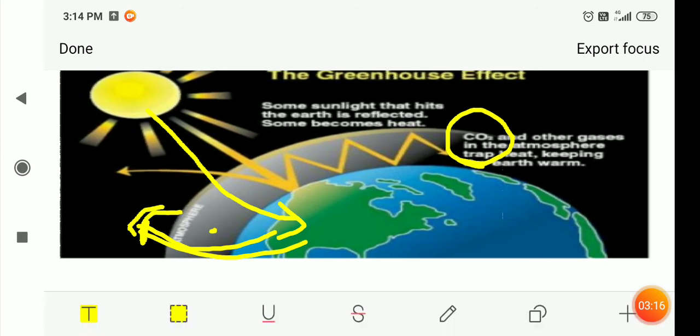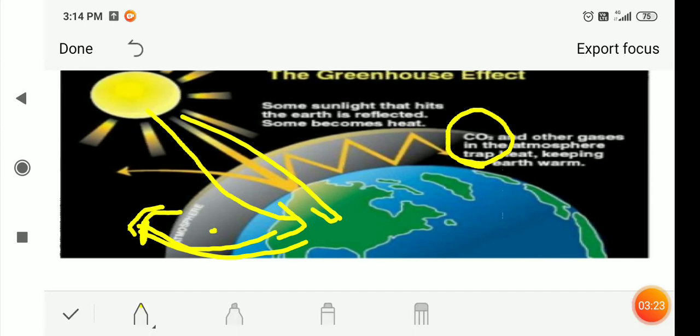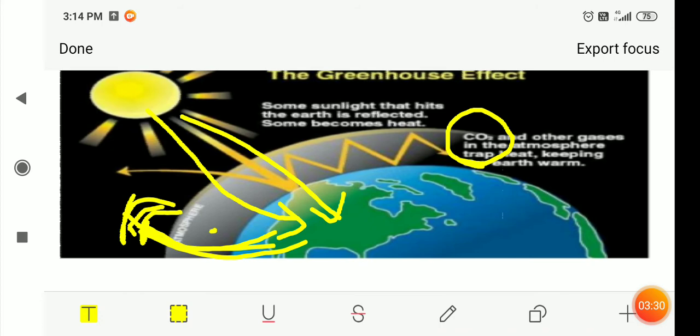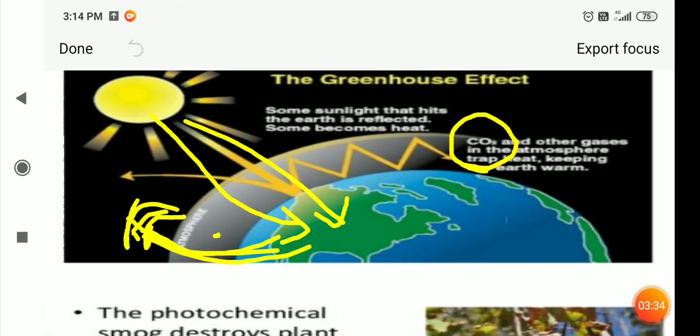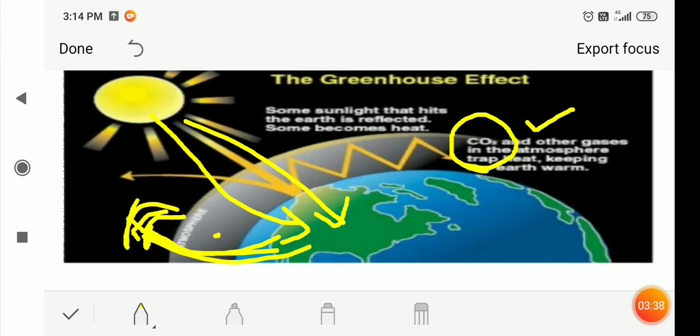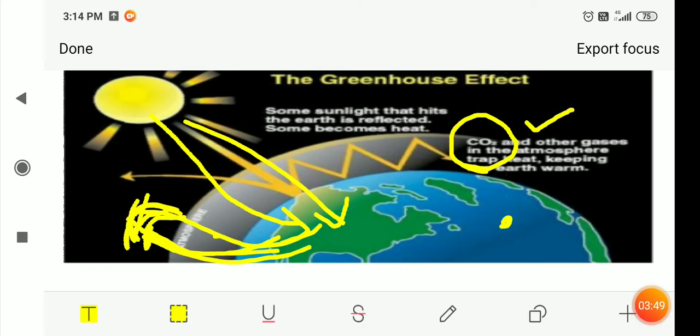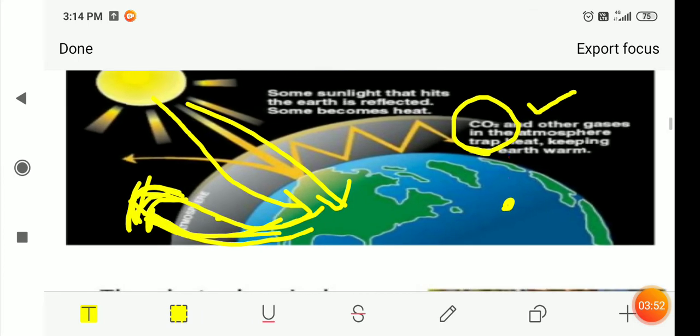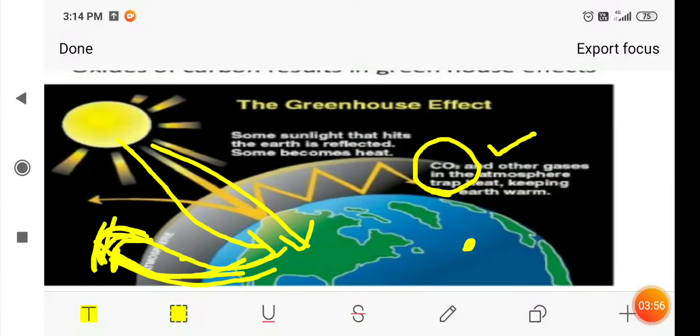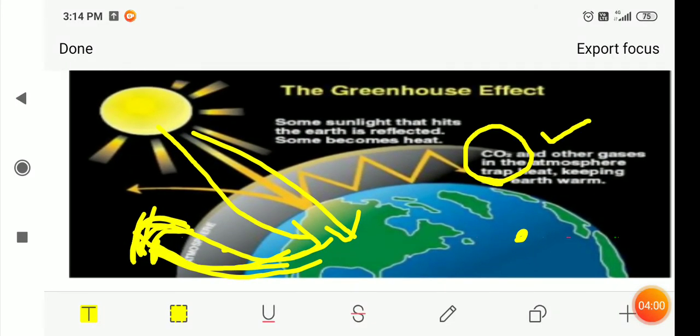Why is this so? We have to remember, when the sunlight comes onto the earth, it has a shorter wavelength. But when the sunlight goes back, its wavelength gets increased. Due to this increased wavelength, the greenhouse gases present in the atmosphere do not allow the sunlight to go back. So finally, this sunlight is trapped on the earth, and this increases the earth's temperature. This increase in temperature is known as the greenhouse effect, and it is causing a rise in Earth's average temperature. This is called global warming.